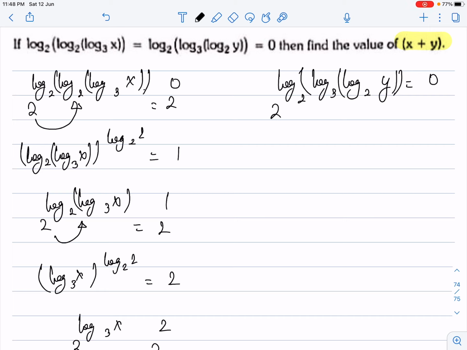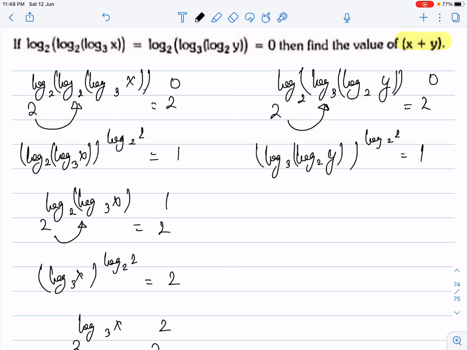Now let's write both the sides on power of 2. So what will be written by us? 2 will be sent up and everything else will be brought down. That means log of y base 2, base 3, and this will become log of 2 base 2, that will become 1. So here we will get 1 over here.